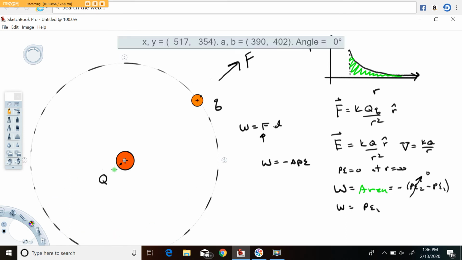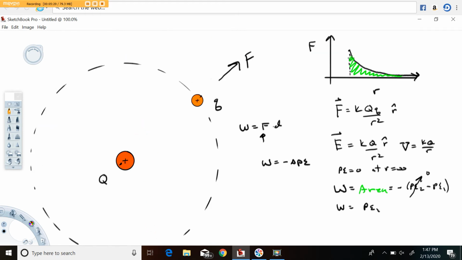And as long as I'm the same distance from this charge, I would have the same potential energy term. And here's where the electric potential comes in. It's important to realize that, imagine this charge were larger, like I multiplied it by 2. That would make this curve higher, the green area bigger, more work done, and a higher potential energy.